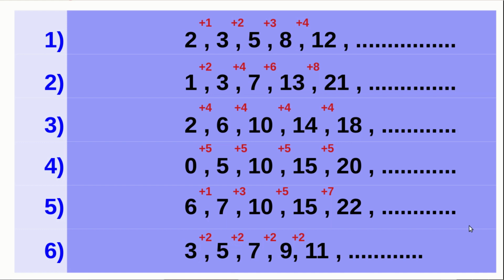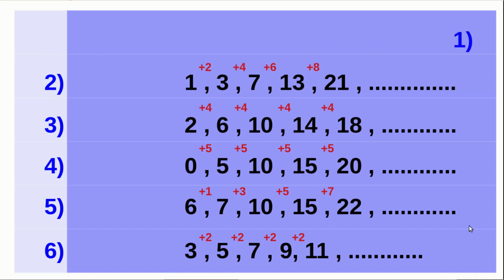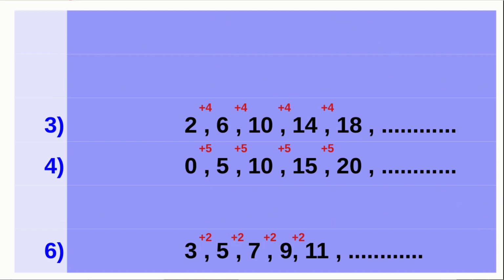So we are going to consider only those sequences starting with a number and a fixed number added repeatedly. We have 3 such sequences here. The first one starts with 2 and number 4 added repeatedly. Next, starting with 0 and 5 added repeatedly. Last one, starting with 3 and the number 2 added repeatedly. So all these 3 sequences have a common rule applied.